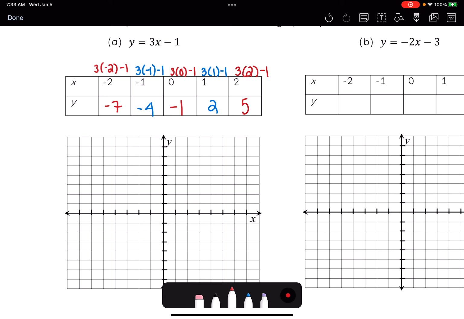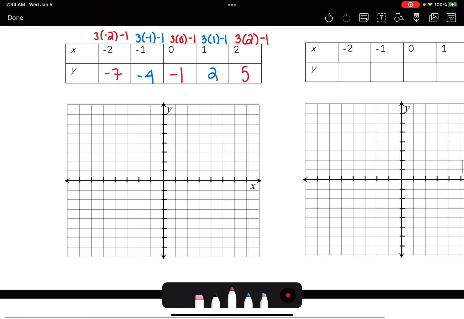So then we're just going to plot these 5 points. So negative 2, negative 7, negative 1, negative 4, 0, negative 1, 1, 2, and 2, 5. So we get a nice linear function that we're going to connect the lines and then draw an arrow on each end.